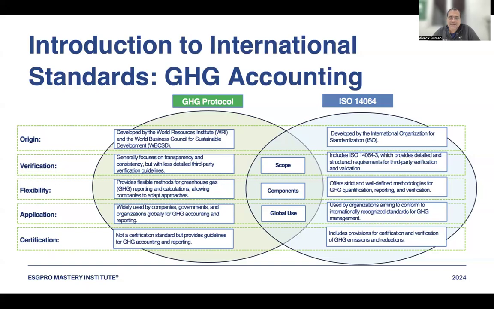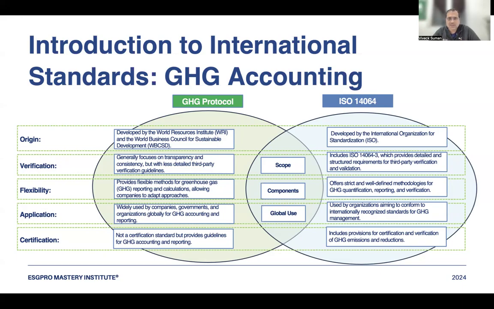Flexibility-wise, I have made it several times very clear. GHG is flexible. That's why it is adopted the world over. While ISO offers a strict and well-defined methodology for GHG quantification, reporting, along with verification. That's 1, 2, and 3, right? That's ISO 14064-1, 14064-2, and 14064-3. So these are the three different aspects, which are quantification, reporting, and verification, mentioned in those documents.